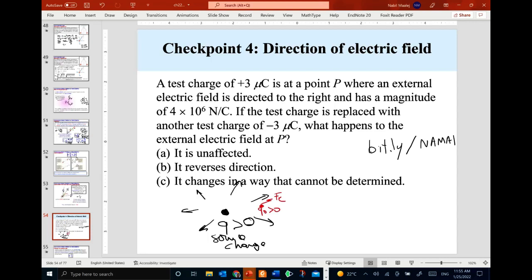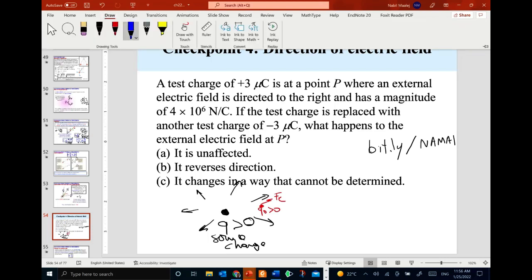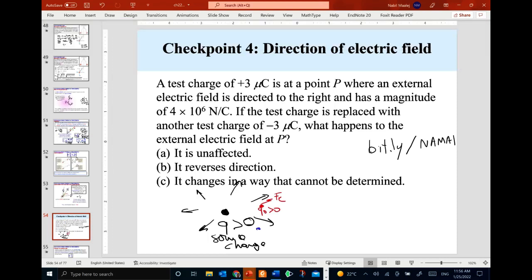Okay, now we bring a negative test charge. So let's take a negative test charge, Q1, which is negative. We place it in the electric field. This will experience a force opposite to the electric field because there will be a force of attraction between the positive charge, which is the source charge, and the negative charge, which is the test charge.